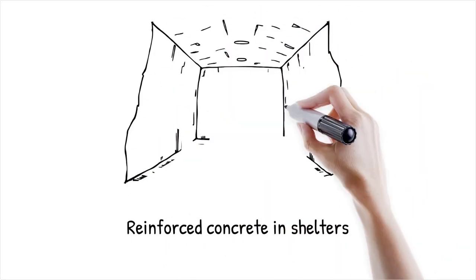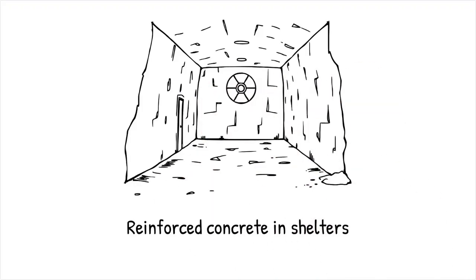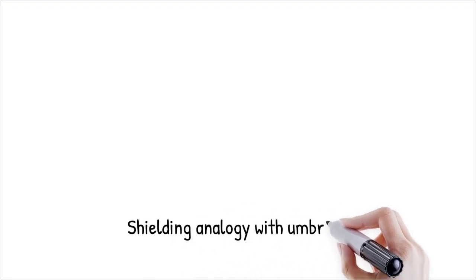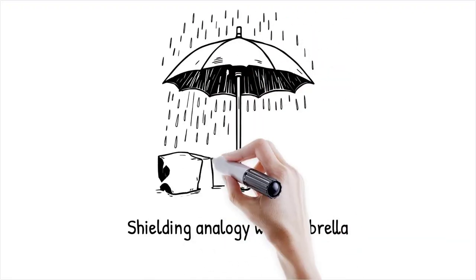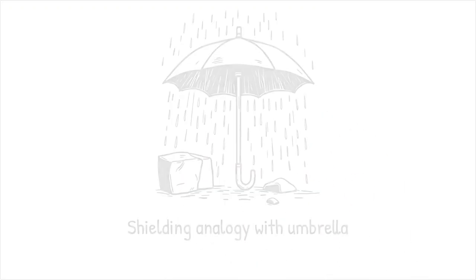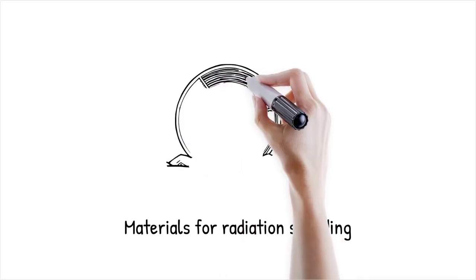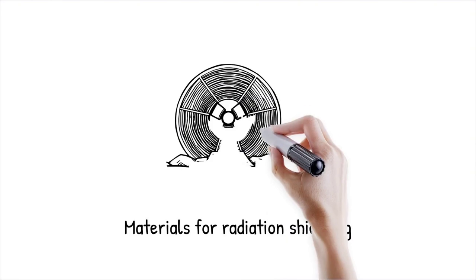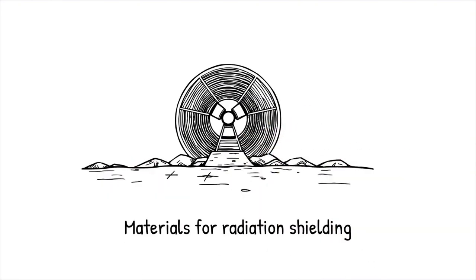For example, emergency protocols may involve using reinforced concrete walls in shelters to significantly lower radiation levels from external fallout. It's like using a heavy-duty umbrella to block out a downpour. Strong, dense materials serve as barriers to prevent harmful elements from reaching you. Various materials are known for their radiation shielding properties, each with its advantages and limitations.